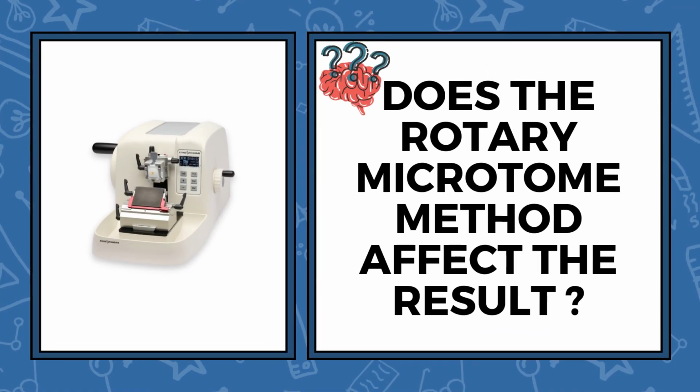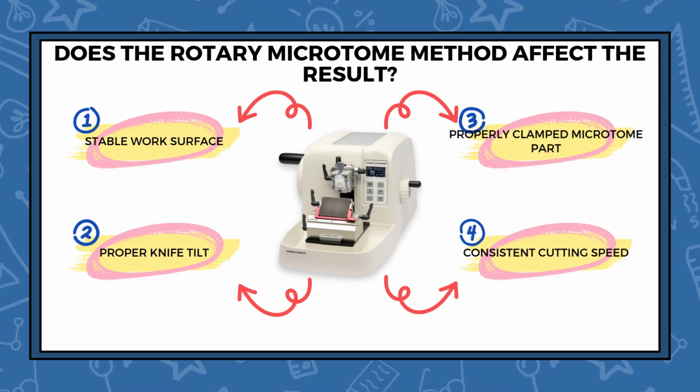Does the rotary microtomy method affect the result? The answer is yes. The rotary microtomy method can affect the result of sectioning. There are 4 factors that can affect the result of the rotary microtomy method.